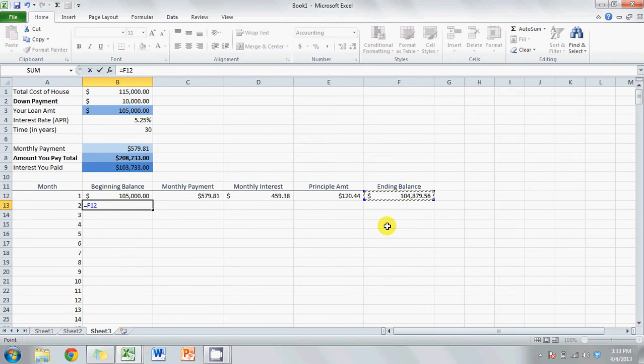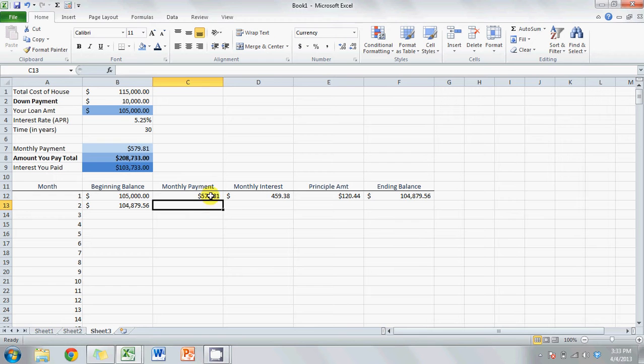Okay. So some things I forgot to do that we're going to go over now. There are certain things when you're entering in formulas that need to be absolute. In other words, they don't change. For example, my monthly payment is not going to change. My monthly payment is here in B7, and that will always be true. B7 is always going to be the reference point for my monthly payment.